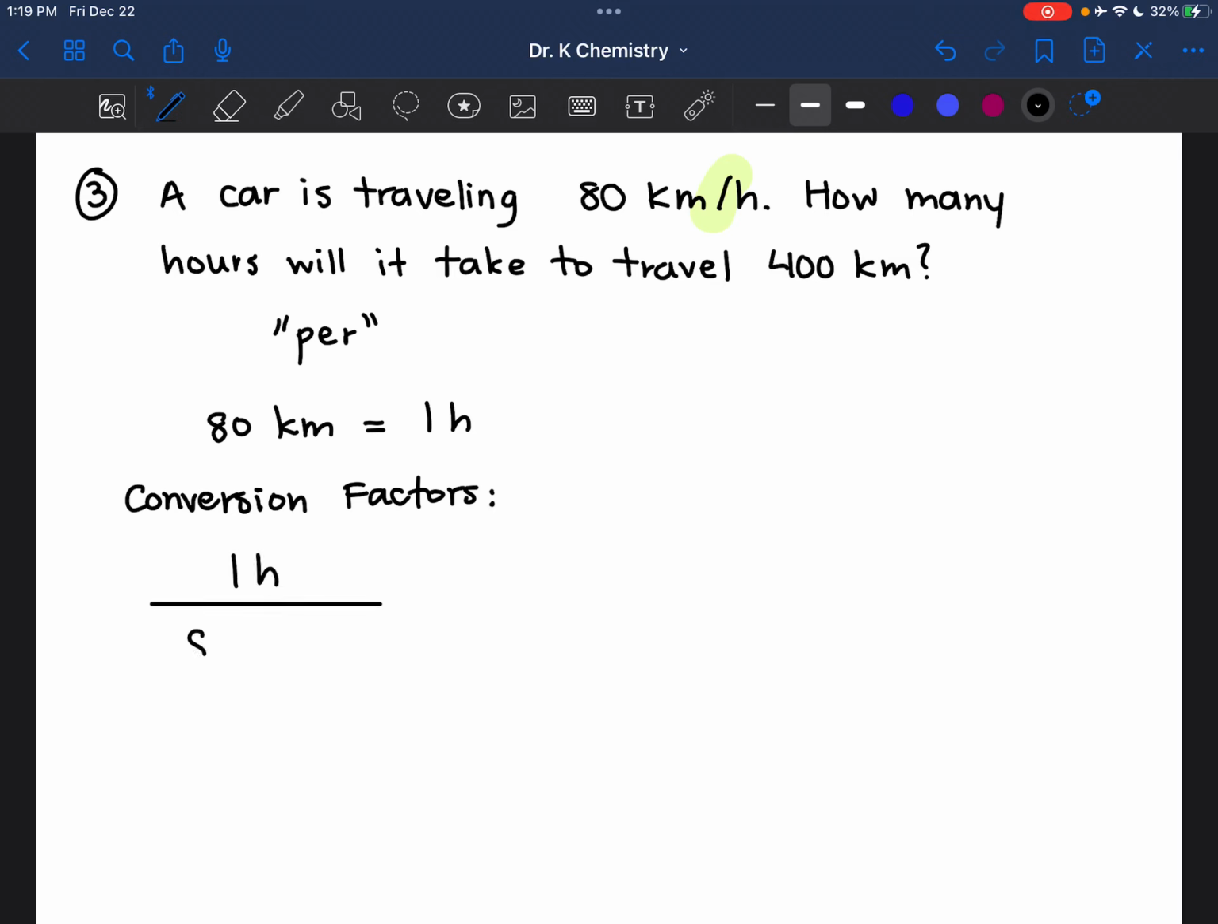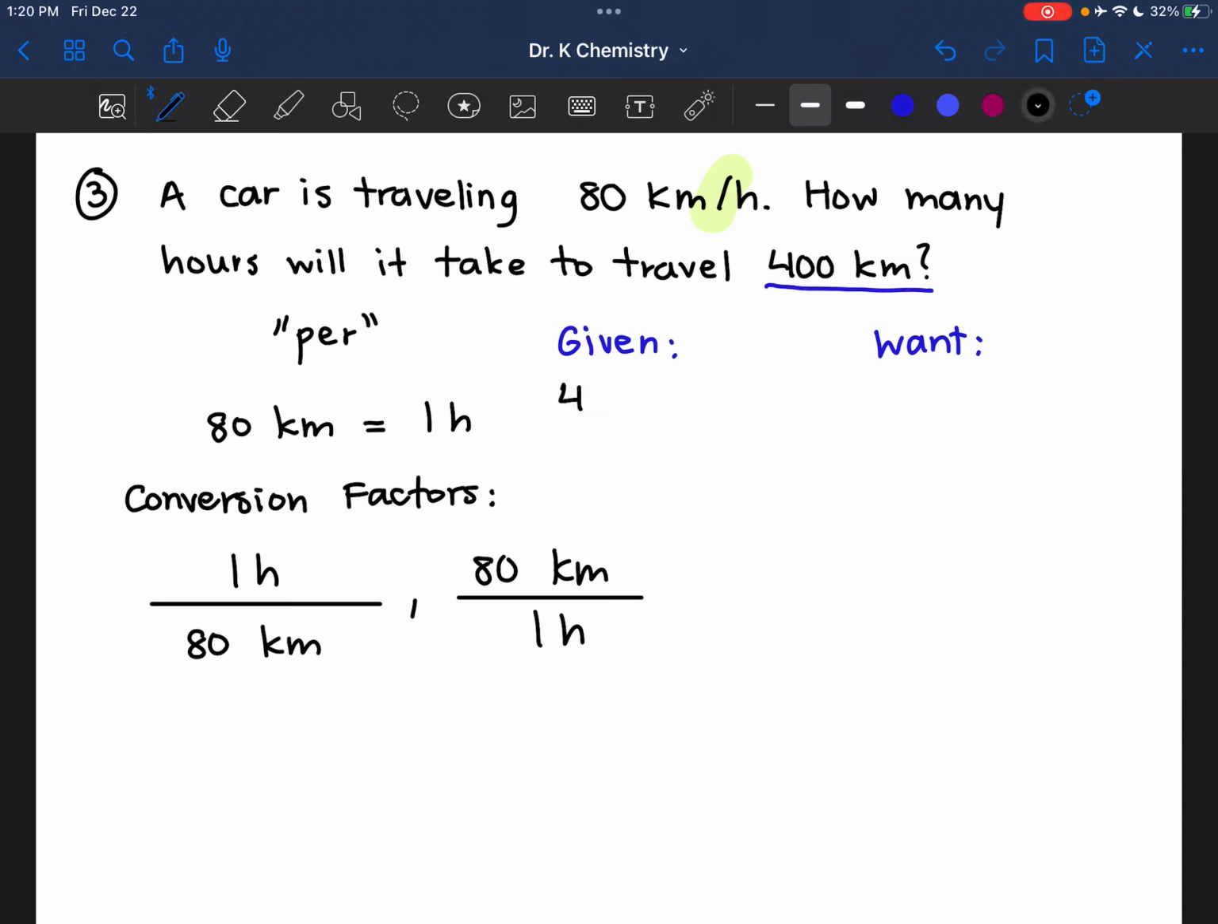Which means that in 1 hour, the car is traveling 80 kilometers. Or I could flip that upside down and put 80 kilometers in the numerator and 1 hour in the denominator. The next thing I'm going to do is identify what is given and what we are looking for. So we are given that this car is going to travel 400 kilometers. And what we're trying to find is how many hours will it take to travel 400 kilometers. So we want the number of hours.